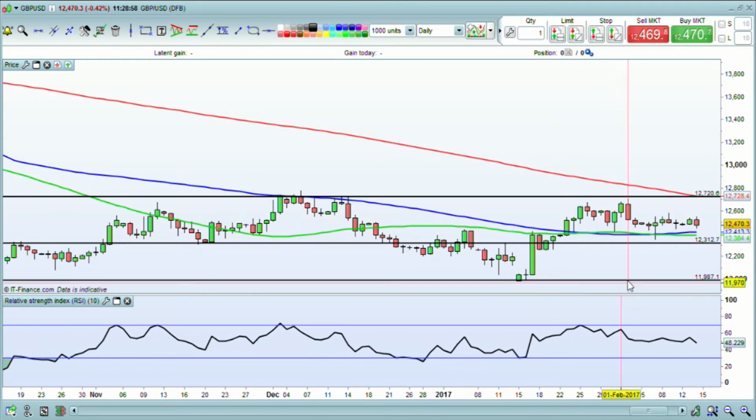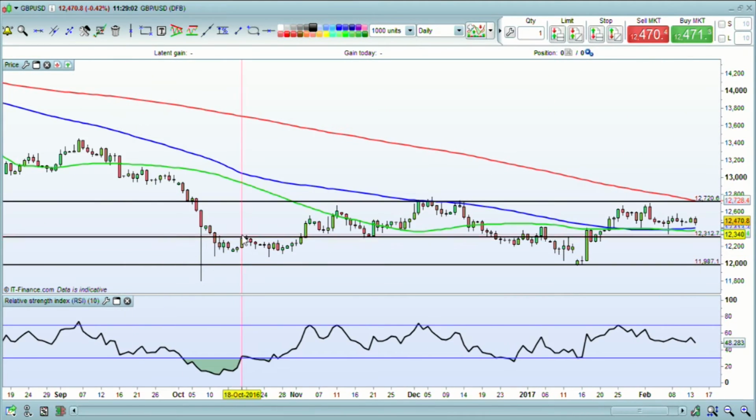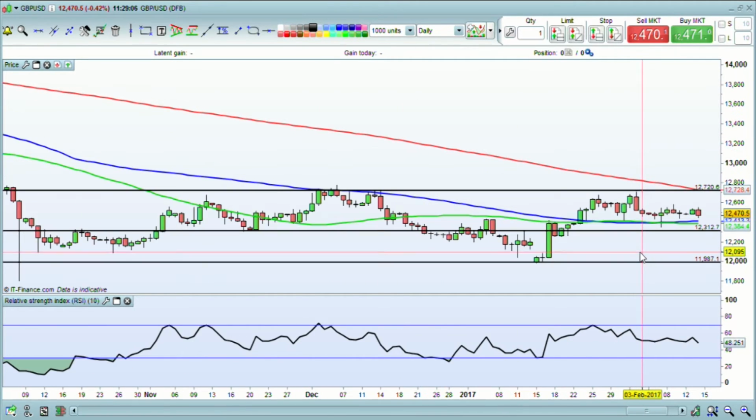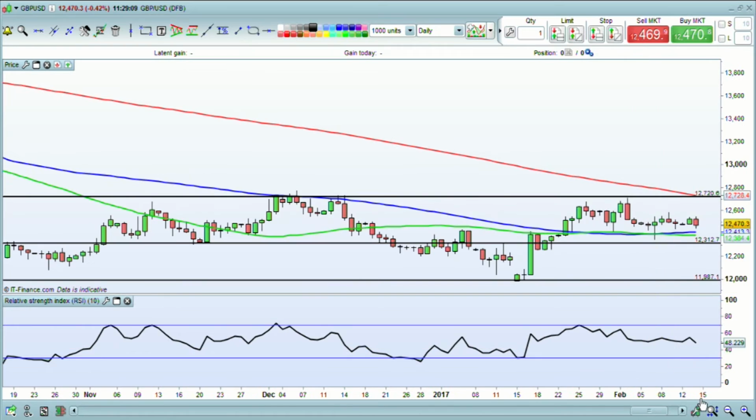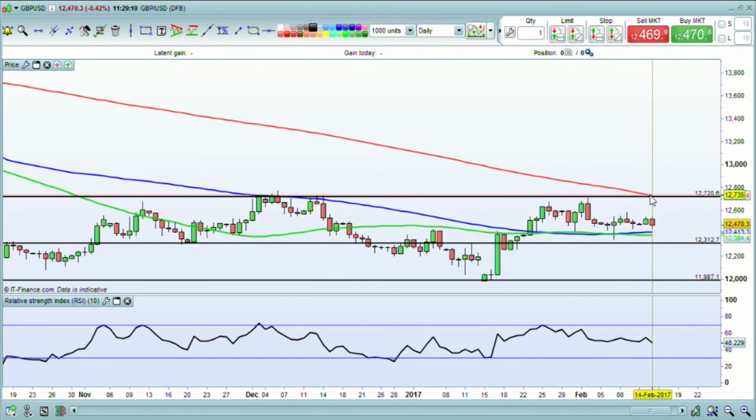Looking at some of the longer term support levels, we've got this point here which has been resistance and then support, which is 123.12. So if you think that sterling is going to go lower from this point, you put a stop around about this sort of level here at 127.40 just in case there is a reversal, and then you would be looking to trade down to this level here as a minimum price target.